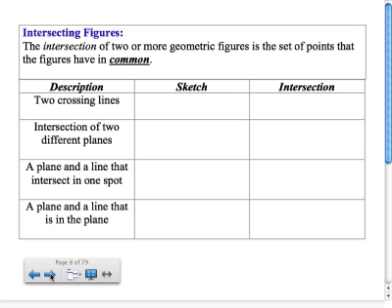And now the final thing that we're going to look at here are intersecting figures. When we sketch these, the intersection is the set of all points that they have in common. The 2 crossing lines is pretty straightforward. You have one line, you have another line, they intersect right there. The intersection of 2 distinct lines is 1 point.